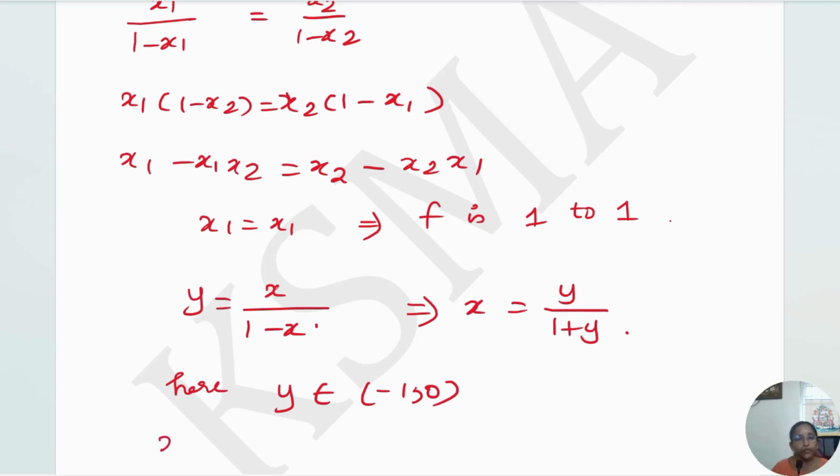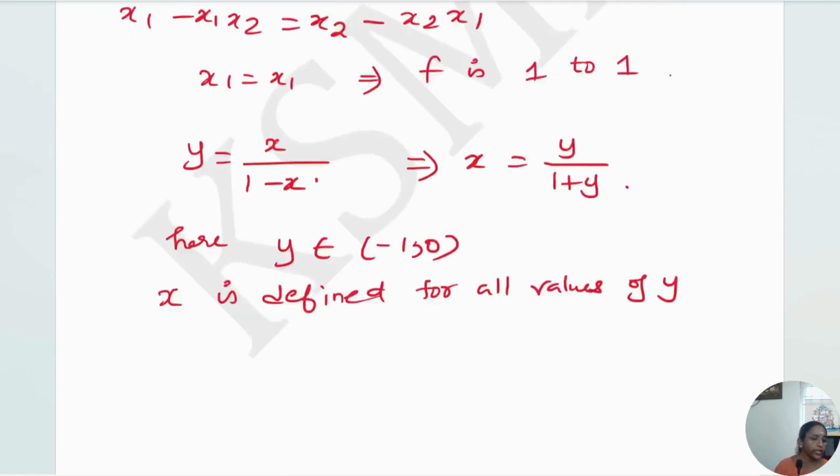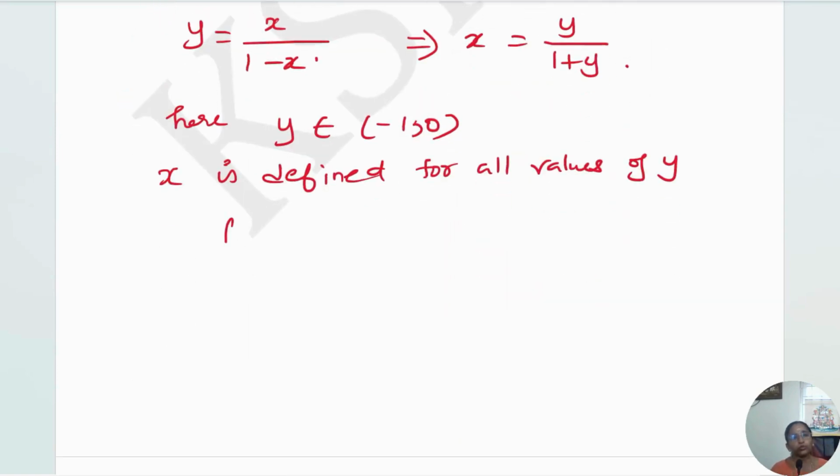Here we can define all your x is defined. So our x value given in the question, x value is minus infinity to 0. x value is defined for all values of x. Sorry, all values of y. So you can say your function is onto. That's all.